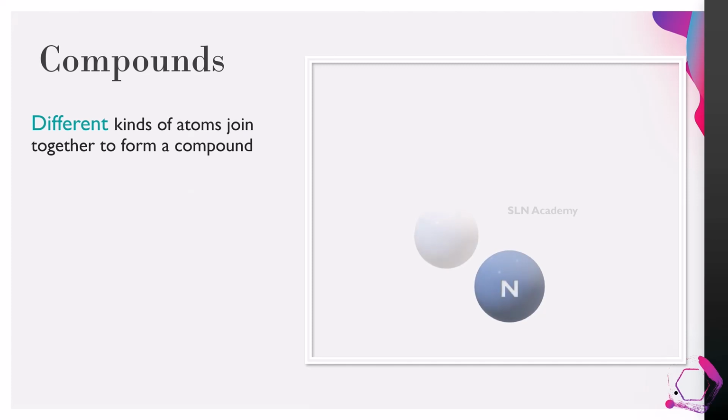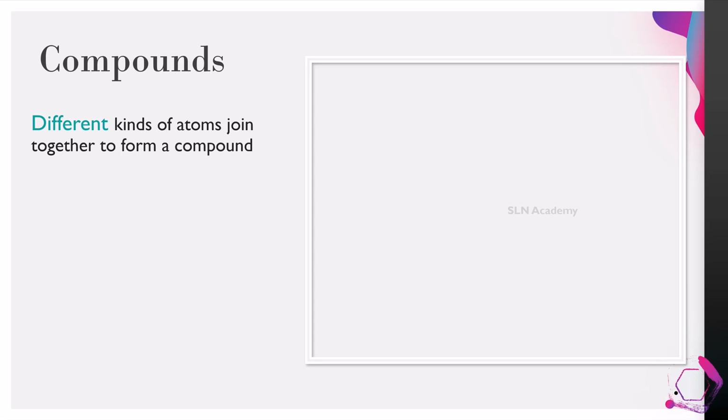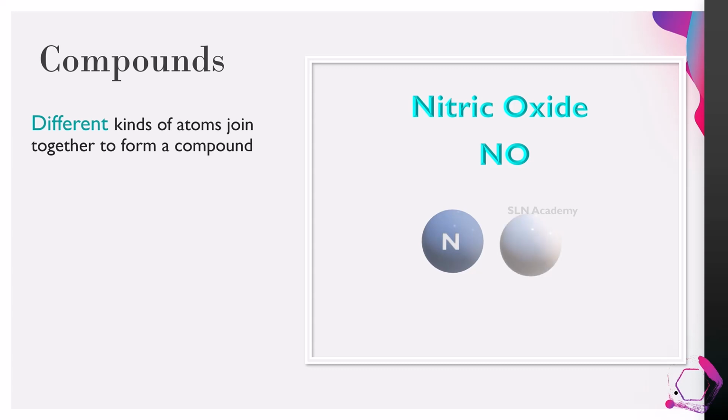Examples of compounds are nitrogen dioxide. It is made up of two different kinds of atoms and is represented by NO2. This means it has one atom of nitrogen and two atoms of oxygen. Nitrogen oxide. It is represented by NO. That means it has one atom of nitrogen and one atom of oxygen.